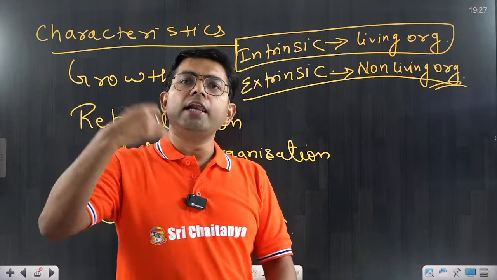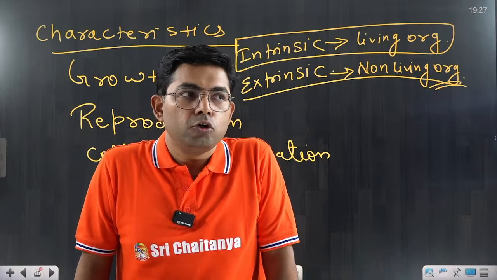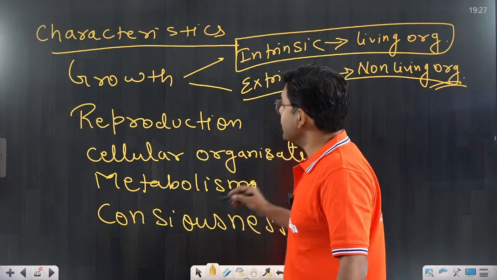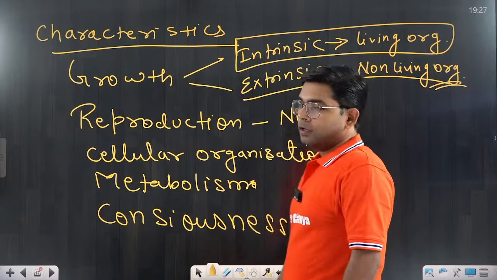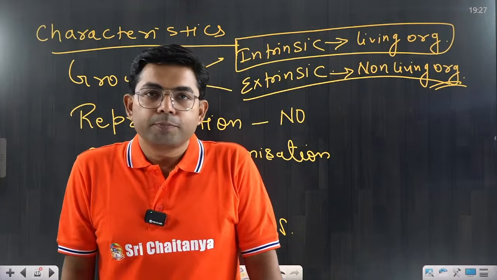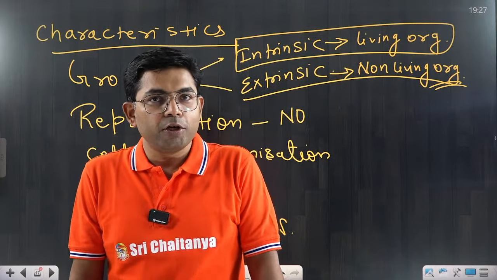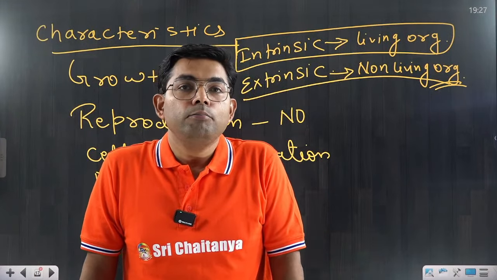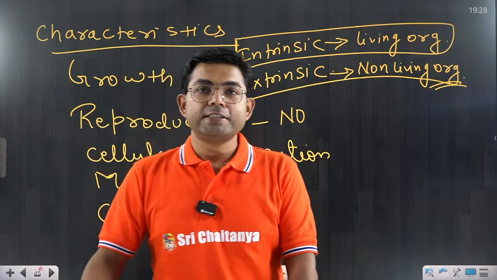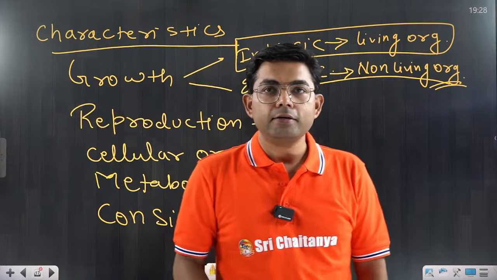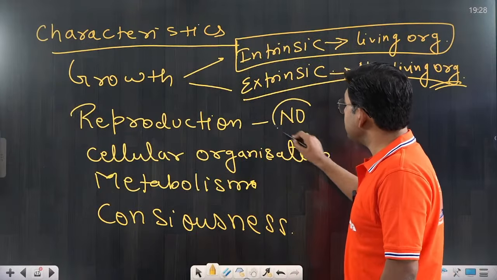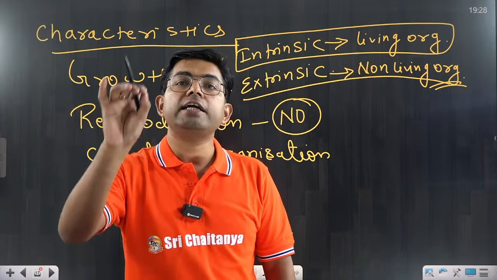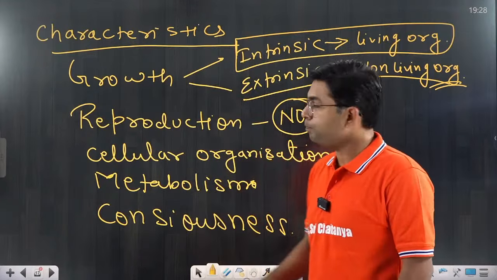Reproduction. Do all living organisms reproduce? Yes or no? So the answer is no. All living organisms do not reproduce. Male honeybee, do they reproduce? No. Some of the transgenic animal like mule, do they? So this is a hybrid animal. So do mule breed? No. So if they don't breed, it means all living organisms do not reproduce. So reproduction is not a defining character of living organism.